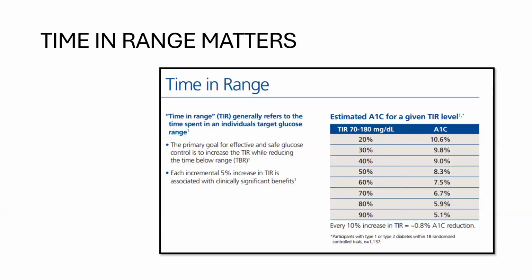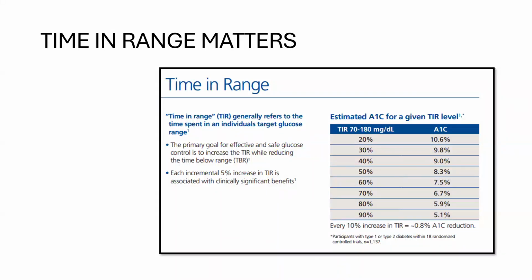So time in range matters, and it matters quite a bit. We had said that the goal time in range was 70% or better. If you look at the estimated A1C over here for 70%, that's a 6.7 A1C. Roughly every 10% increase in TIR, or time in range, gives us about a 0.8% A1C reduction. So, a nice little chart, a nice way to think. Every 10% that you can go, you're dropping close to a point of A1C.